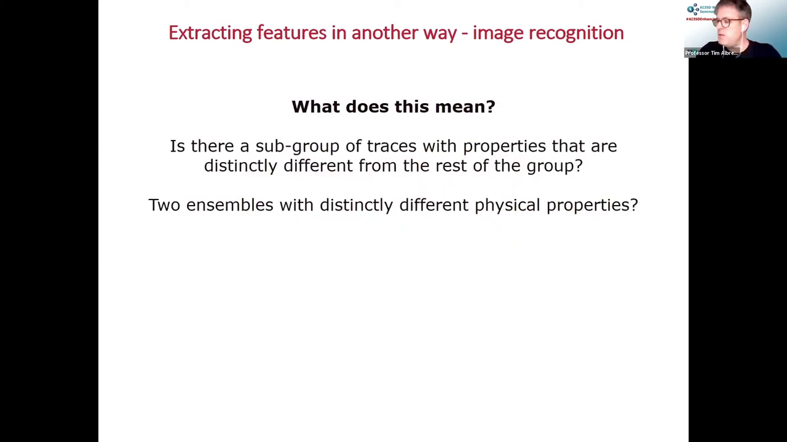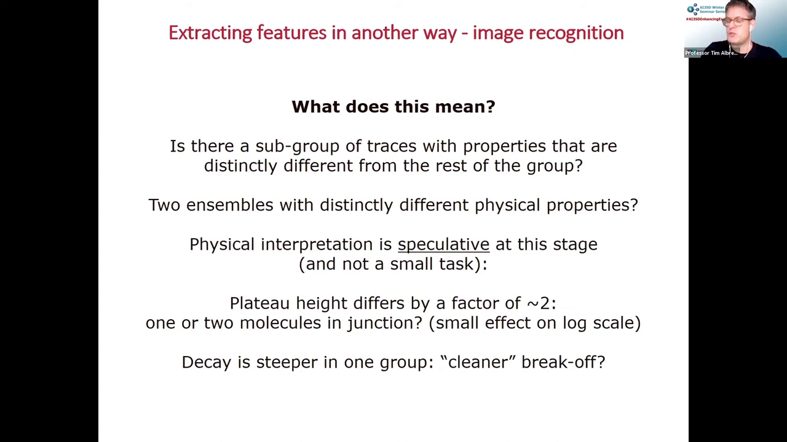Now, what does this mean? Well, if there is a subgroup of traces with properties that are distinct from the rest of the group, maybe there is something else going on. Maybe there's a physically different behavior, okay? And if there are two ensembles, where are they coming from? Now, I should say that the physical interpretation is somewhat speculative at this stage, and it is not a small task to actually find out exactly what's going on.